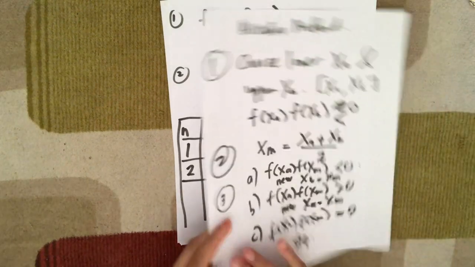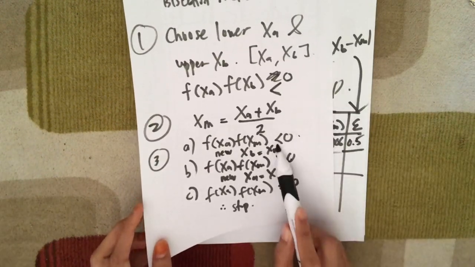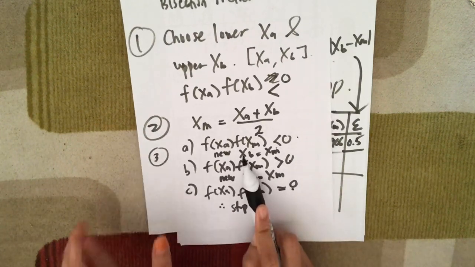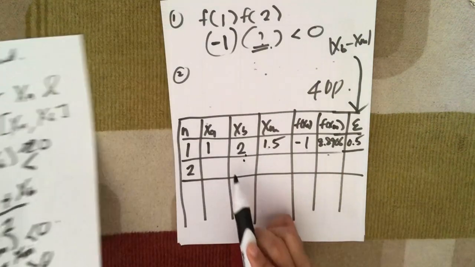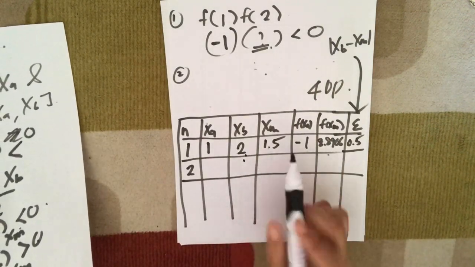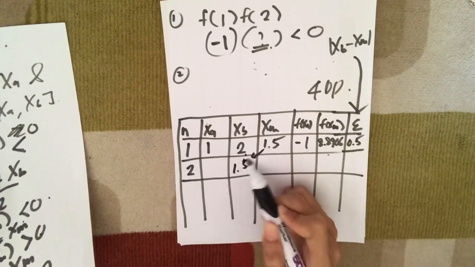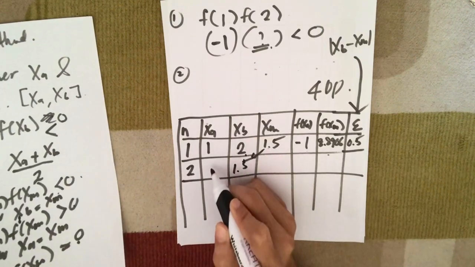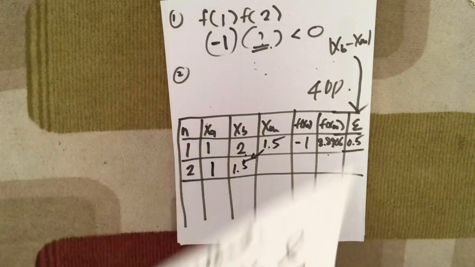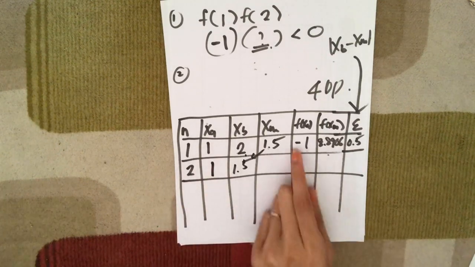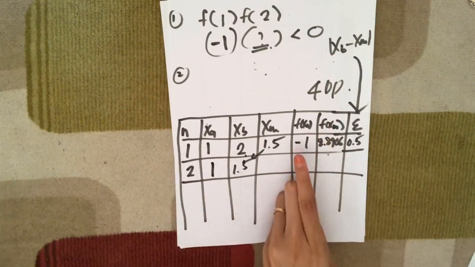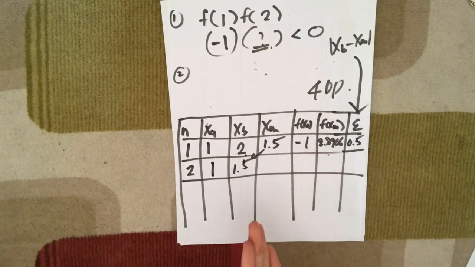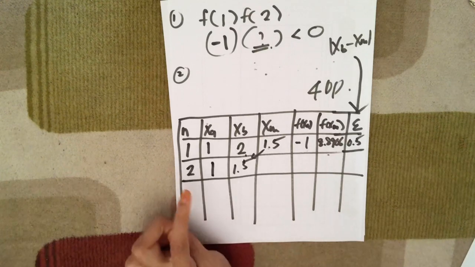So by referring to this condition, if it's less than 0, you will set your new XB. Meaning XB will become XM. Here XB will be replaced by XM. XB is no longer 2, it will be 1.5 and your XA will remain. They are changed one at a time. You cannot change both. So if you multiply your FXA and FXM, if it's less than 0, it means that XB will be changed. If it's more than 0, it means XA will be changed.